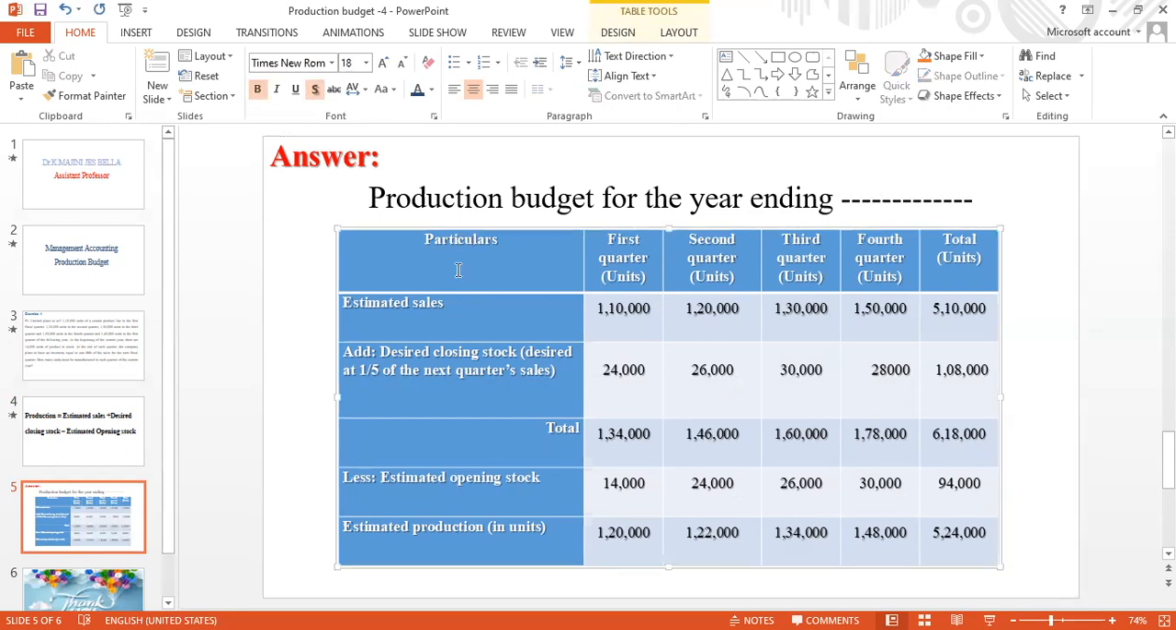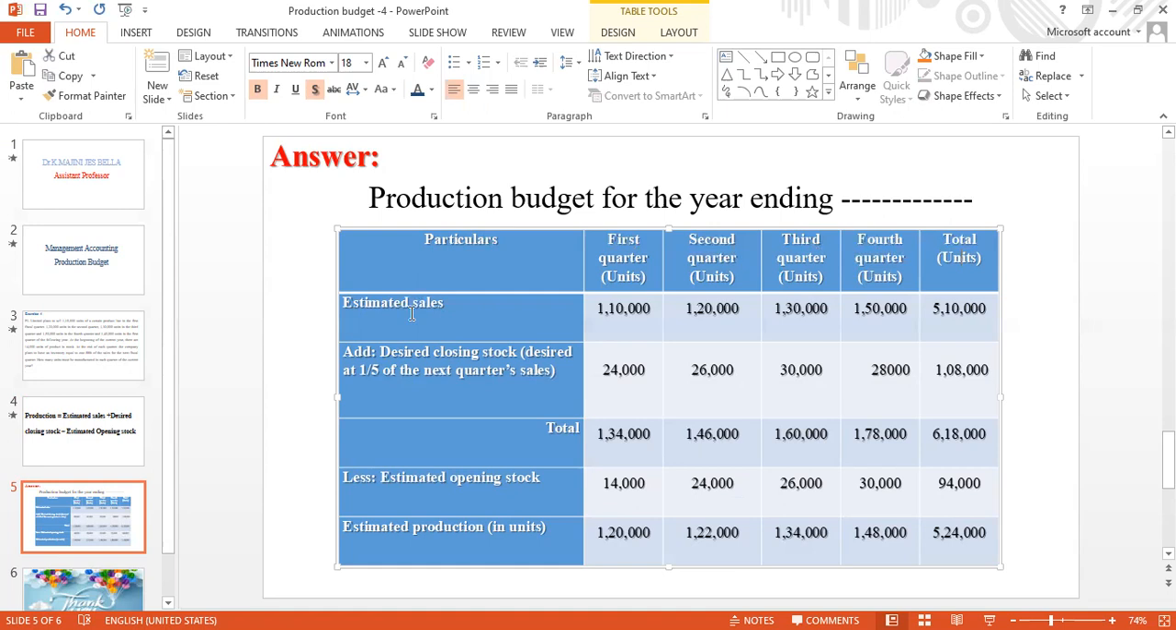Then you come to the solution part. We should put the first column particulars, second column first quarter. In units, they have given only units in the question, so no need to convert it to cash, right? The second quarter, third quarter, fourth quarter, and the total also I have given in the question.